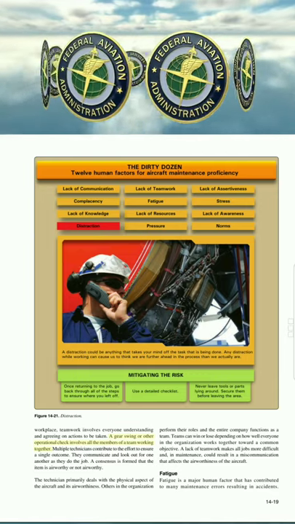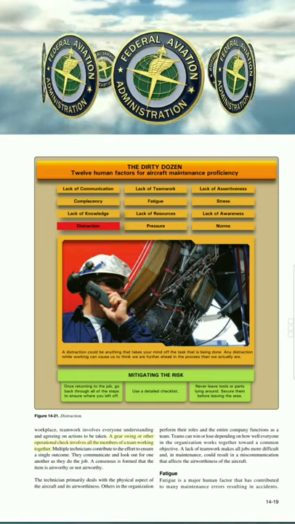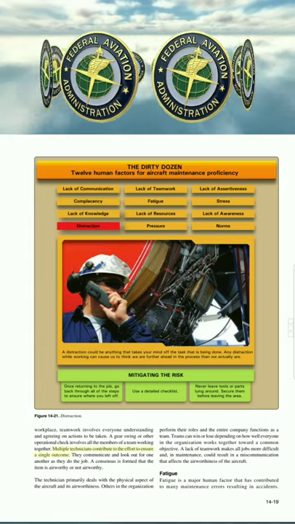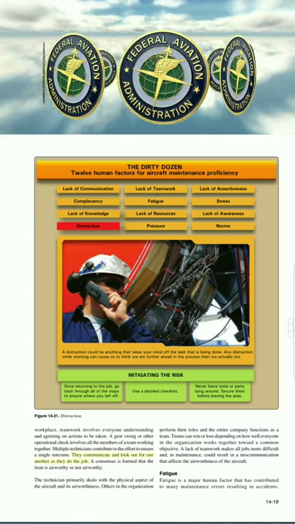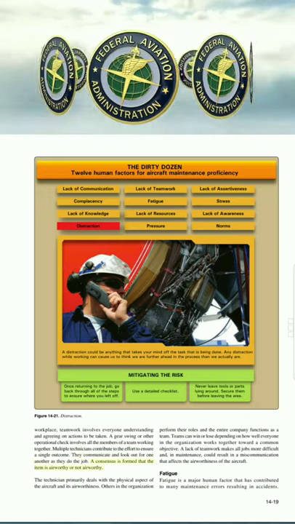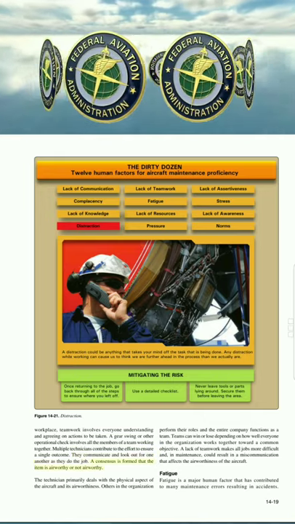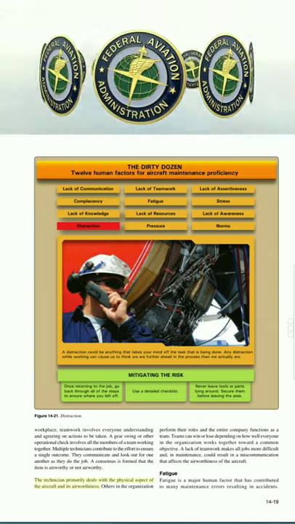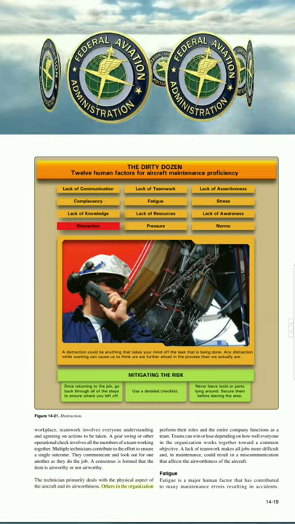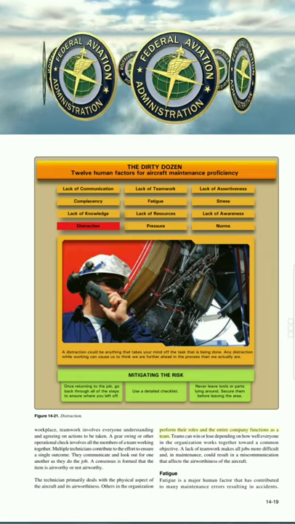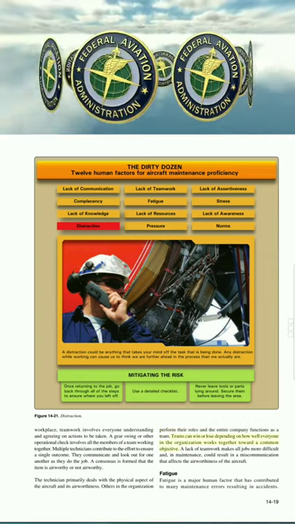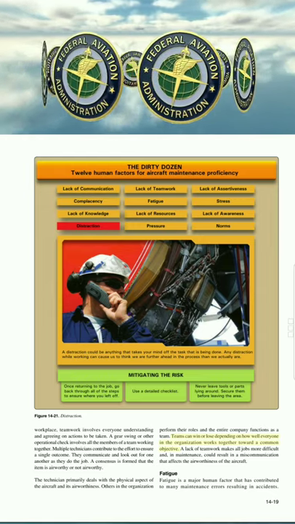Teamwork involves everyone understanding and agreeing on actions to be taken. A gear swing or other operational check involves all the members of a team working together. Multiple technicians contribute to the effort to ensure a single outcome. They communicate and look out for one another as they do the job. A consensus is formed that the item is airworthy or not airworthy. The technician primarily deals with the physical aspect of the aircraft and its airworthiness. Others in the organization perform their roles and the entire company functions as a team. Teams can win or lose depending on how well everyone in the organization works together toward a common objective.